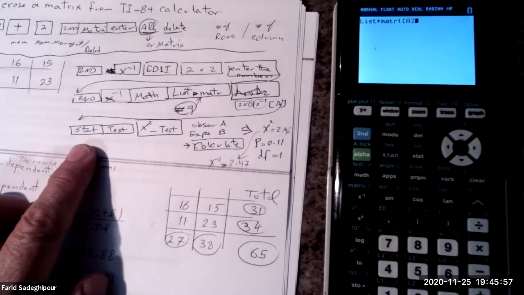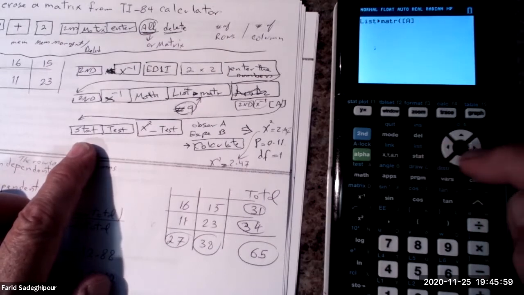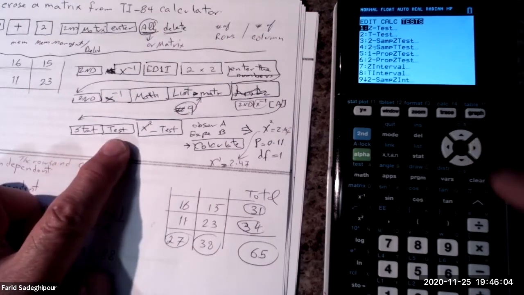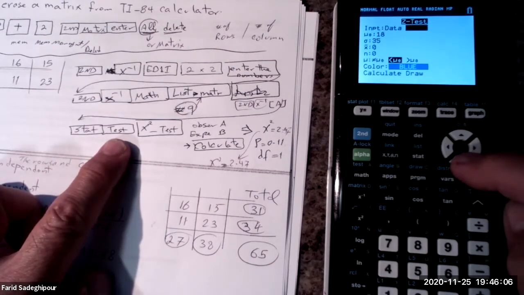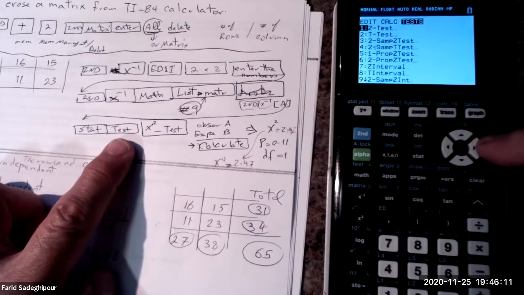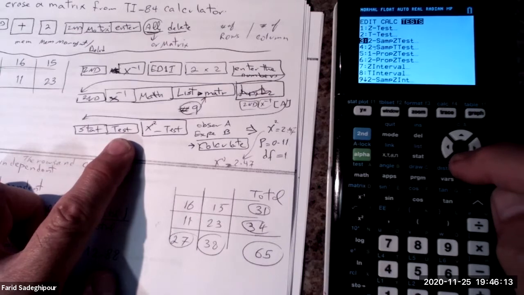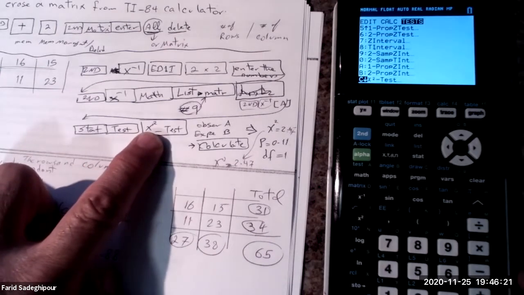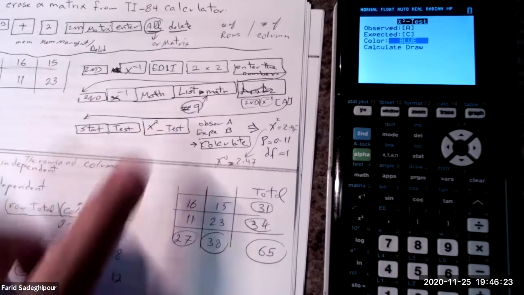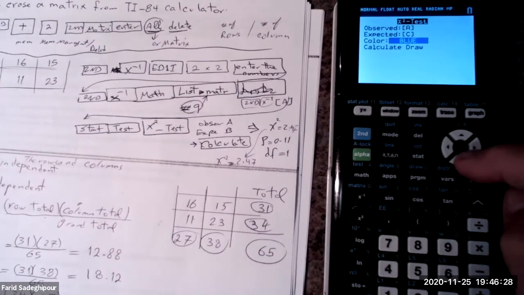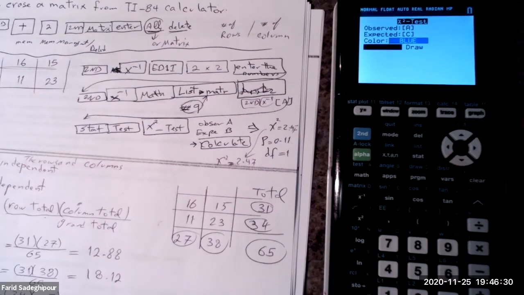Now we go to stat, test, oh, sorry, stat, test, go to X2 test. X2 test, you should see this, observe, expected. So you don't have to do anything, just scroll down to expected, calculate.